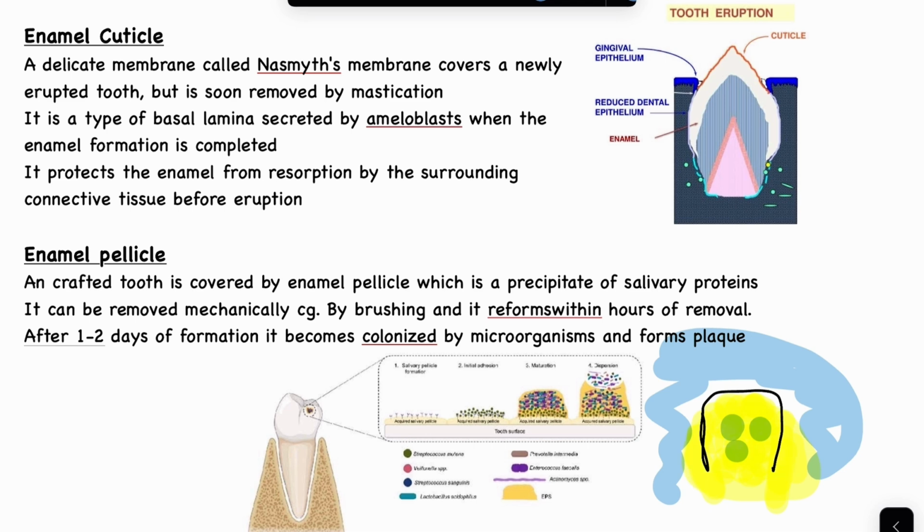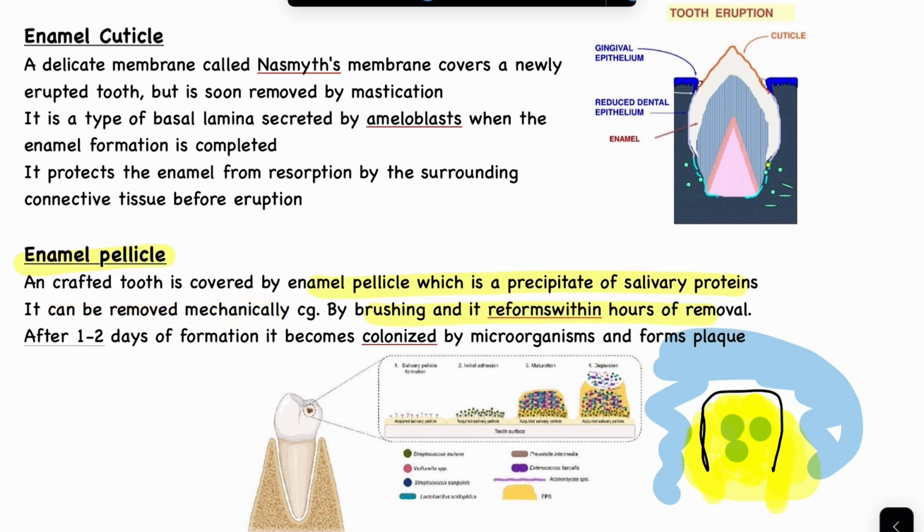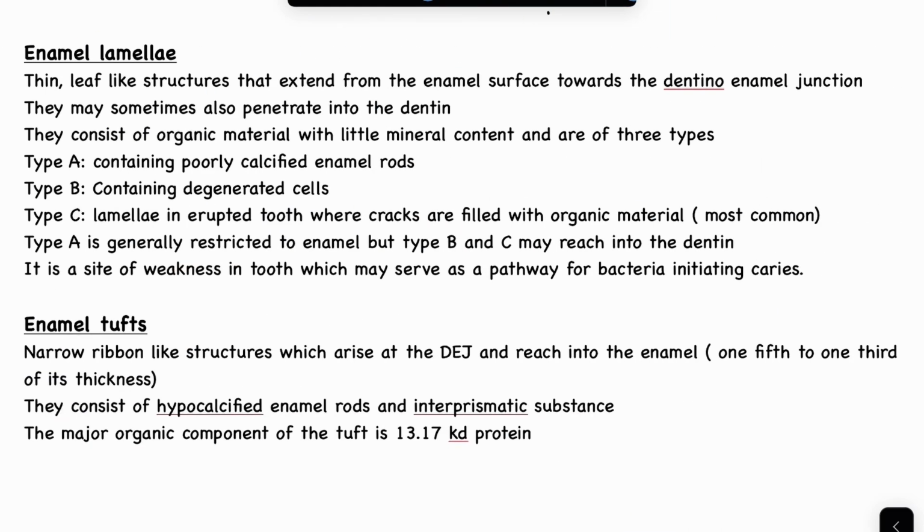And this enamel pellicle, which is basically salivary precipitate, can be removed mechanically, but it reforms within hours of removal. That's why you have to brush your teeth 2 times a day. After 1-2 days of formation, it becomes colonized by microorganisms and forms plaque. So if your teeth are not cleaned for 1 to 2 days, it will form this plaque. So this is what enamel pellicle is.